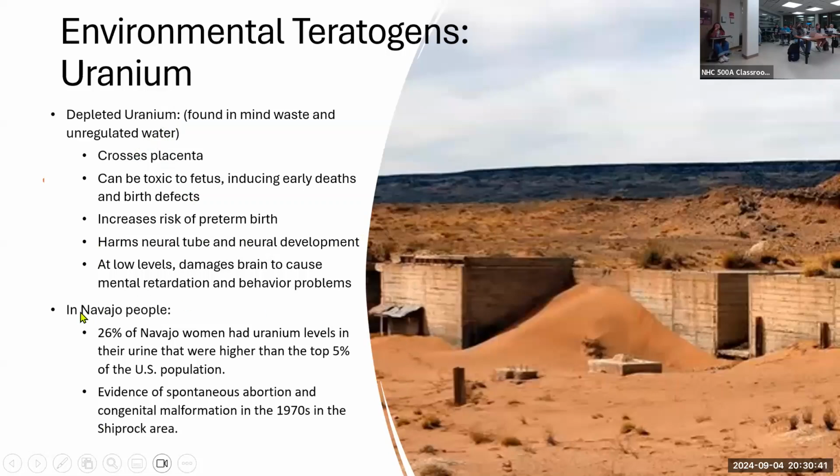This is an older study from the 1970s, but 26% of Navajo women had uranium levels in their urine that were higher than the top 5% of the US population. And some of those were found in their babies as well. And in the Shiprock area, again, this 1970s work, there was evidence of spontaneous abortion and congenital malformation at higher rates than should have been.